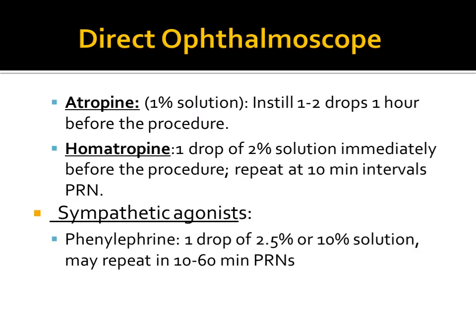We can also use atropine 1% solution, and for atropine we have to instill 1 to 2 drops 1 hour before the procedure. Next, we can use homatropine, 1 drop of 2% solution immediately before the procedure, and then we can repeat at 10 minute intervals. Sympathetic agonists like phenylephrine can also be used.